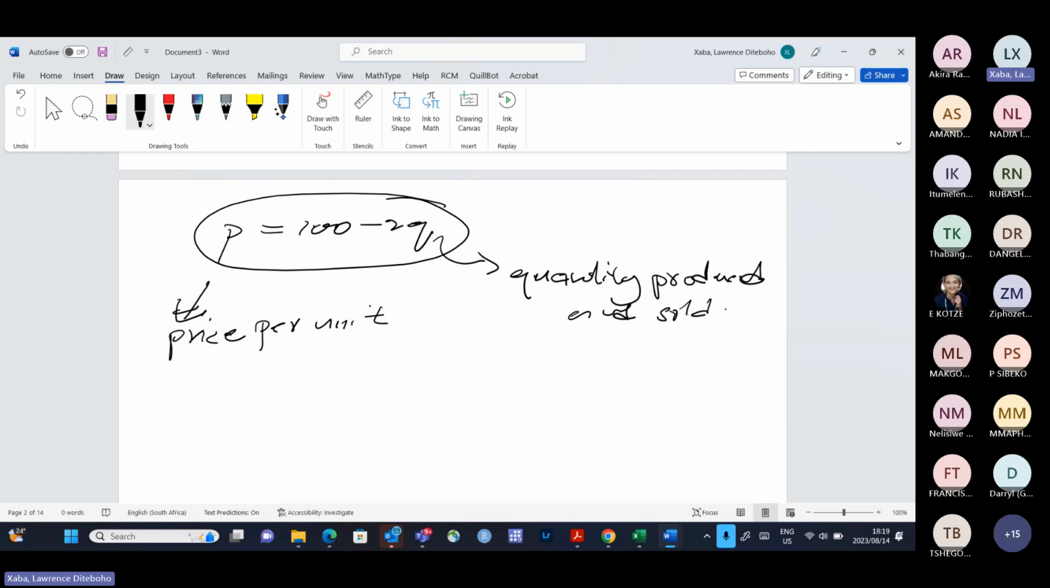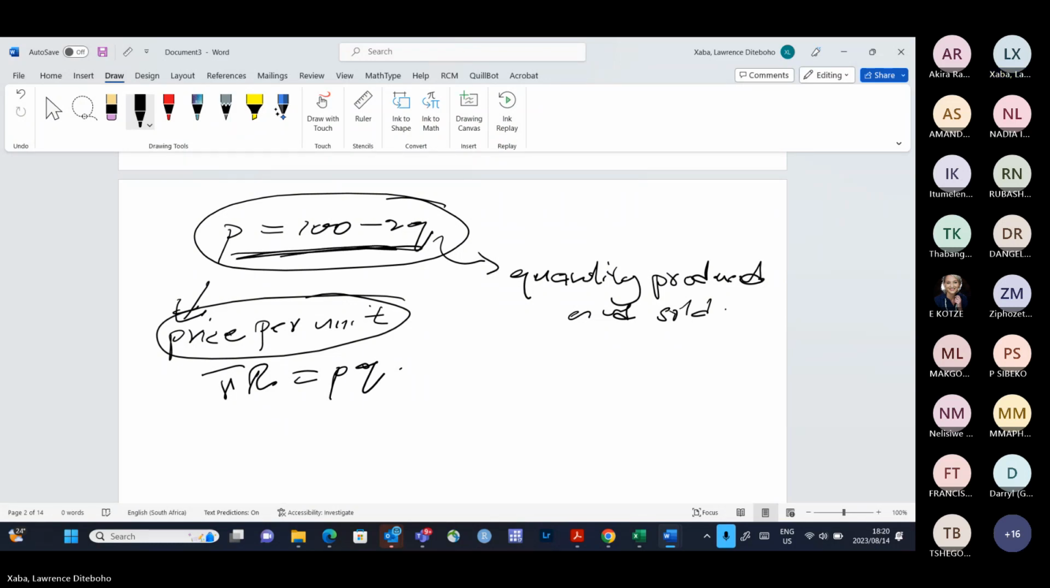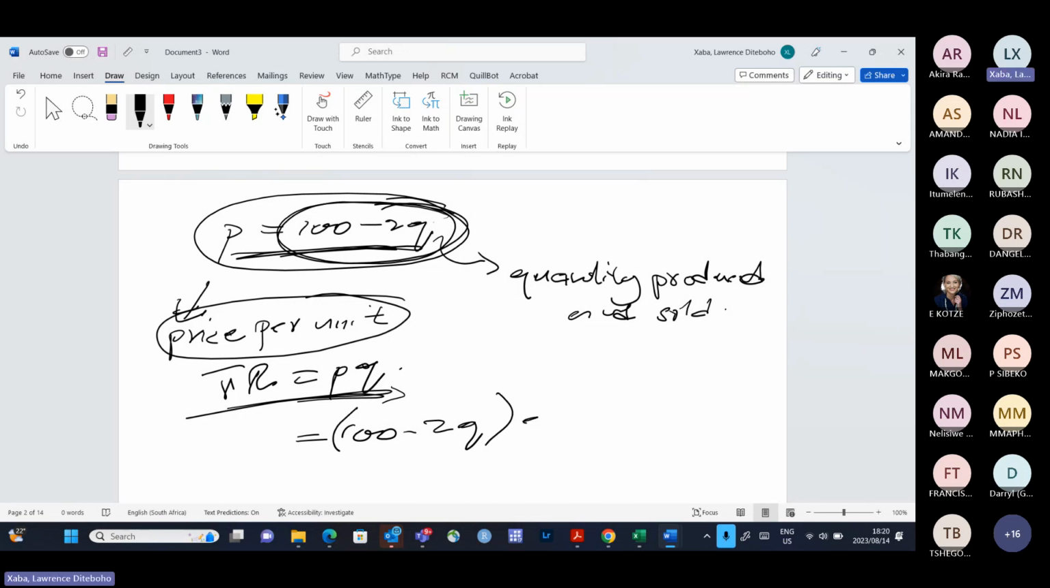From this demand function, we want to derive our quadratic equation of total revenue, where we know that our total revenue is the price per unit times the number of units sold, which is our P times Q. From the demand function, the right-hand side equals the left-hand side, meaning in this total revenue equation, where we see P, we can substitute it by what we have on the right-hand side, which is (100 minus 2Q) times Q.